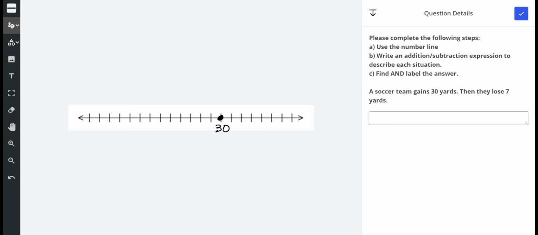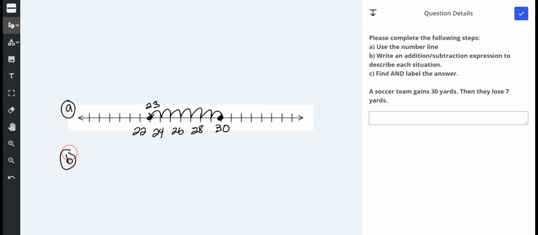They gain 30 yards and then they lose 7. 1, 2, 3, 4, 5, 6, 7. That means they're going to the left. So that means it's going to be 23 yards. But let's do letter B. So this was letter A.